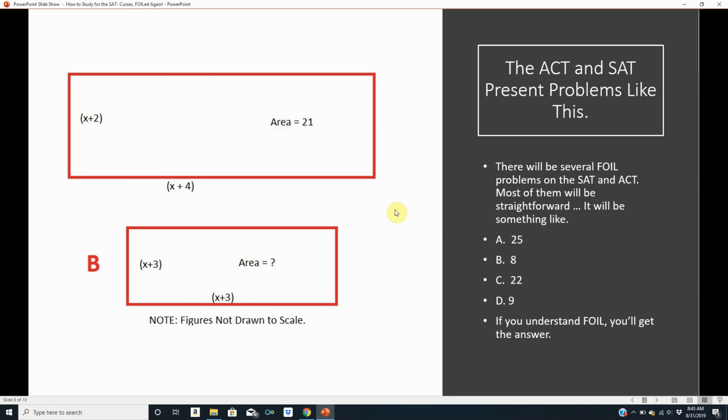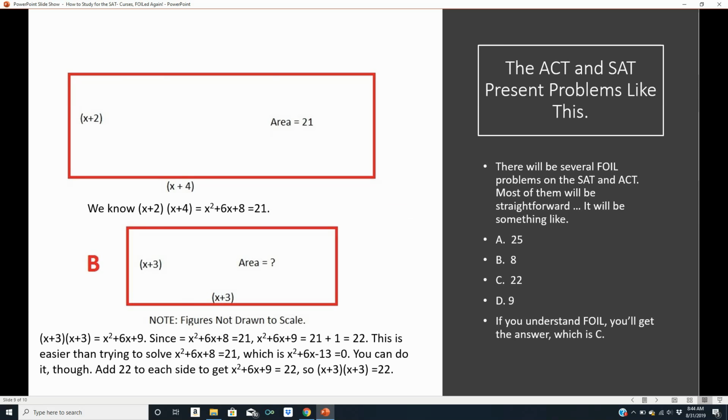So this one you might say, I don't know. You're going to try all sorts of things. You'll try using different ways to solve it. But the easiest way to do it is just literally multiply this out. So here we go. We take x plus 2 times x plus 4. So we get x squared, and then 4x, and then 2x. Okay, so that becomes x squared plus 6x, and 2 times 4 is 8. So x squared plus 6x plus 8 is equal to 21.